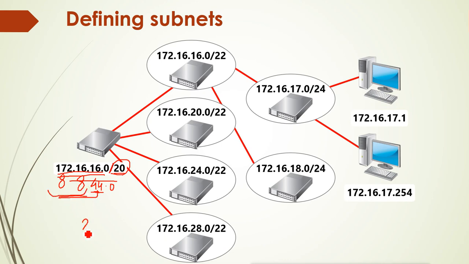2 raised to 4 networks here, and 2 raised to 4 means 16. So we are getting 16 networks in these subnets, and so on. We can create different subnets here. These are routers, they are defining the different subnets, and then we can connect them together.